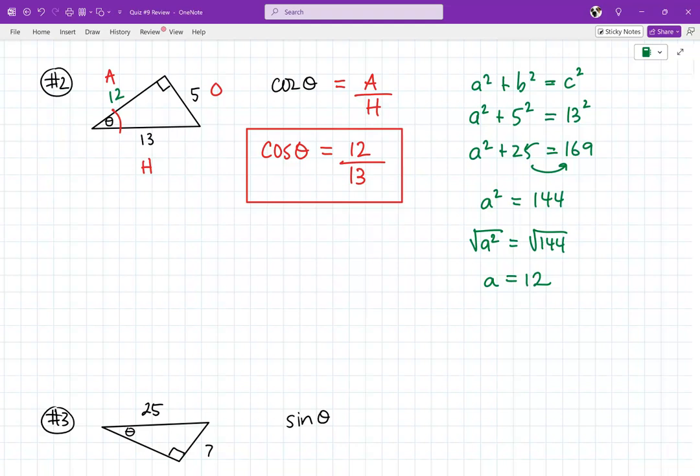Again, these answers, don't write them in decimal form, okay? When they ask you to define the value of the trig function, they're talking about ratio values, okay? Ratio values, so fractions, okay?